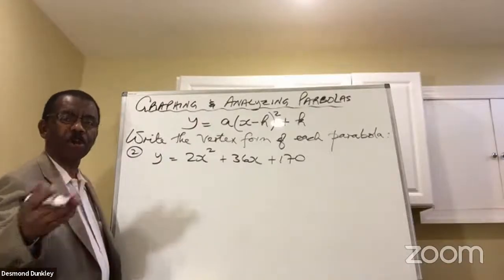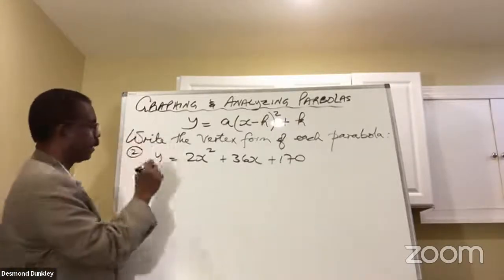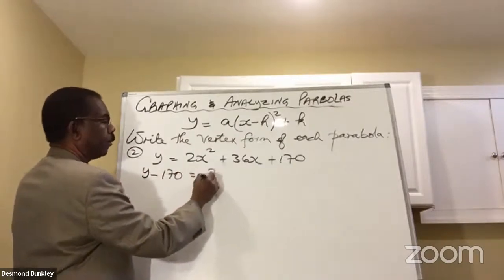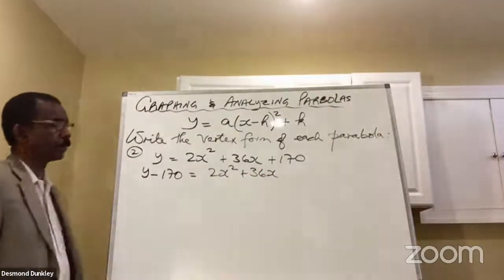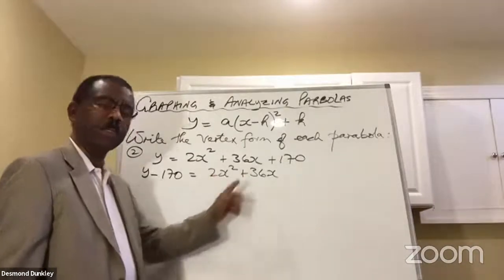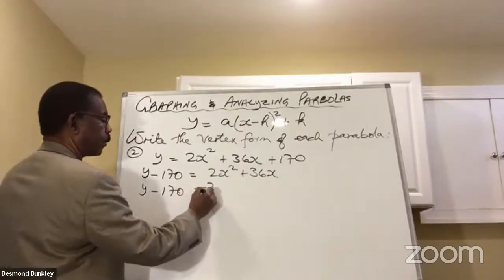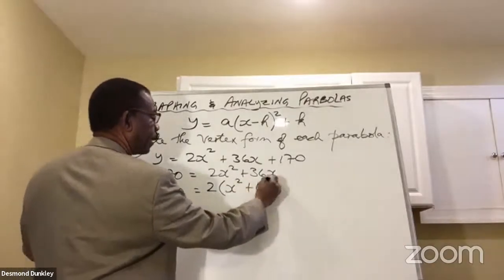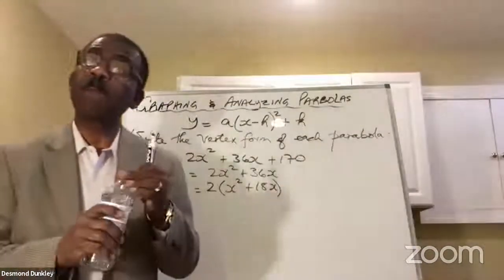The method that I encouraged you to use was to take this and move it to the left temporarily. So we have y minus 170 equals 2x squared plus 36x. Now we notice we could factor out a 2. So then we end up with y minus 170 equals 2 times x squared plus 18x. And now we are prepared to complete the square.